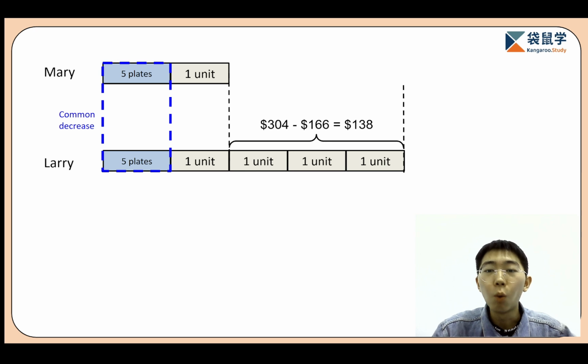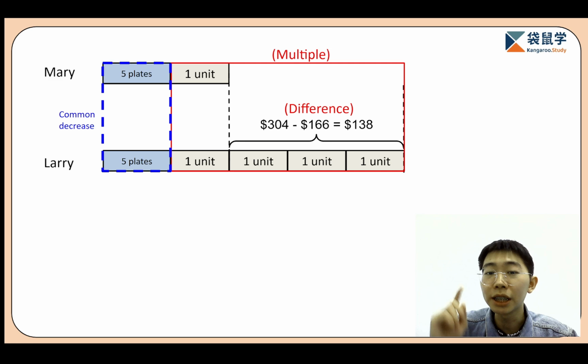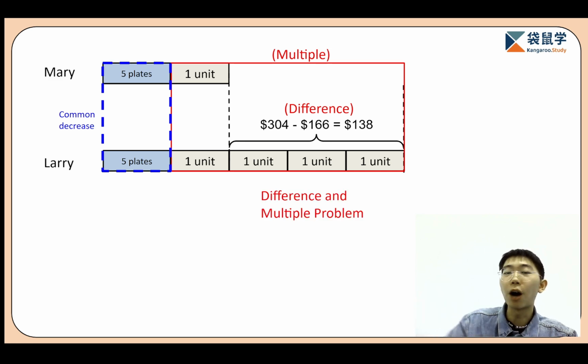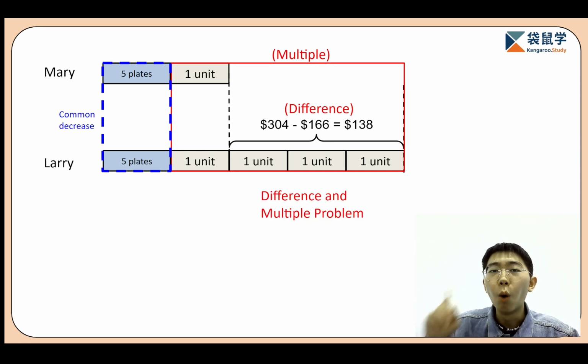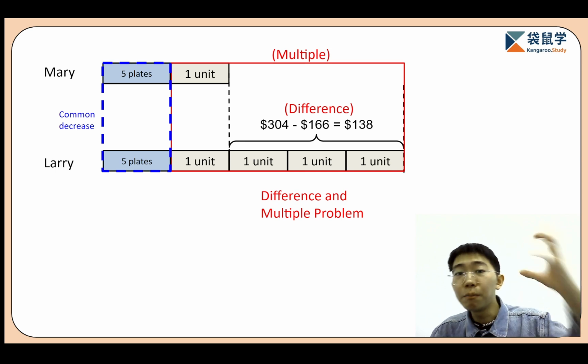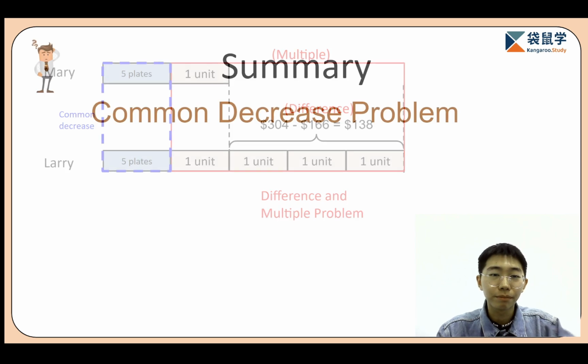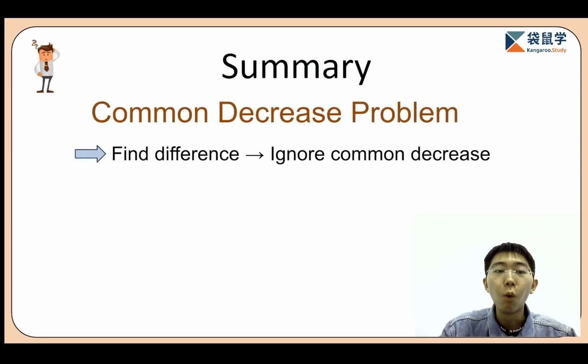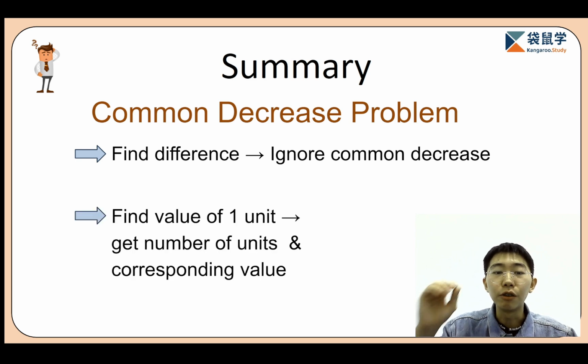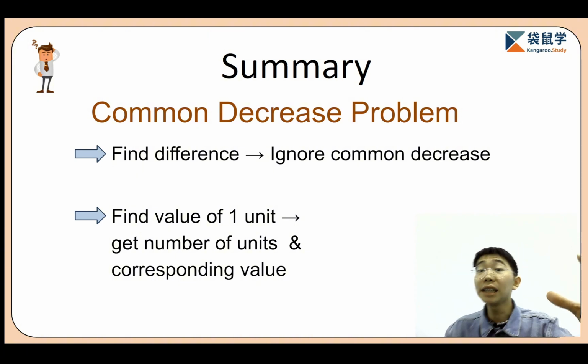And in the question, we are given the difference. We are also given the multiple relationship. So this is called the difference and multiple problem. Let's recall, what have we done to find out the value of 1 unit in this type of question? We try to locate the number of units and the corresponding value. So, to conclude, in common decrease problems, when finding the difference, we can ignore the common decrease. And to find out the value of 1 unit, we can try to locate the number of units and the corresponding value.